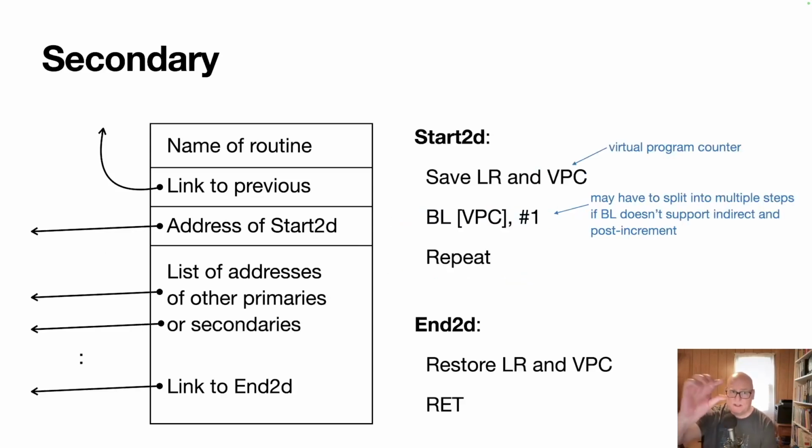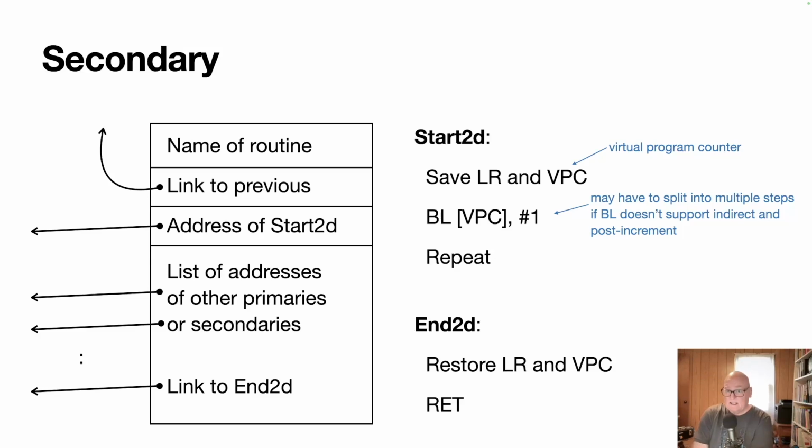The secondaries are very similar. Their header's the same: the name of the routine, a link to the previous dictionary entry, and then instead of pointing to itself, this points to a standard routine. I'm calling it start2D for start secondary, and it's going to be the thing that walks through the list of addresses. Each one of those addresses points off to another block of code, or even this one if it was recursive, I suppose. The last one is going to be a pointer to a routine that's the end secondary.